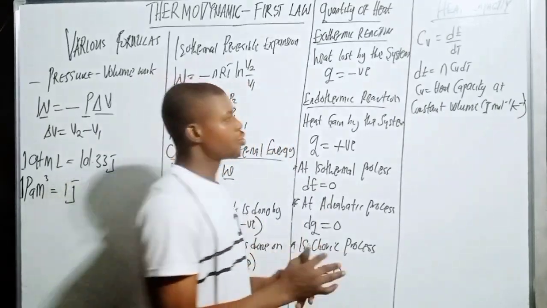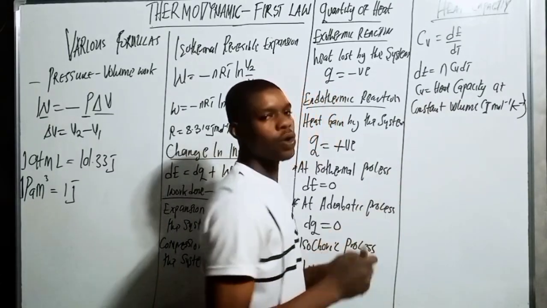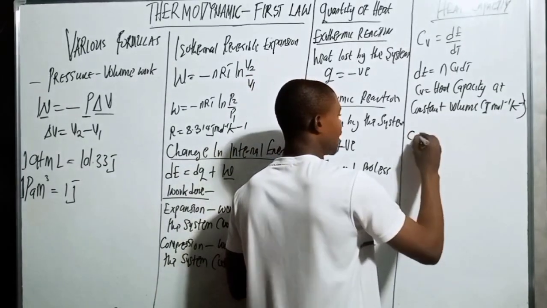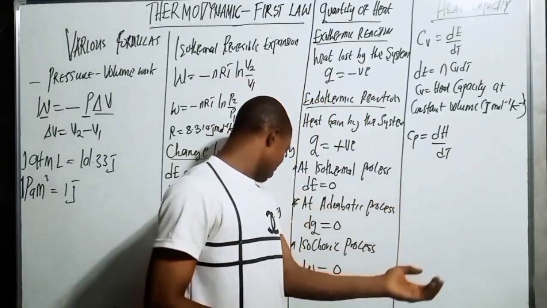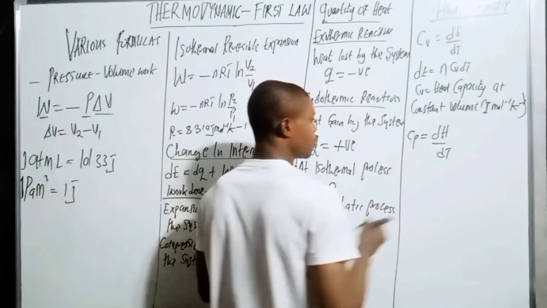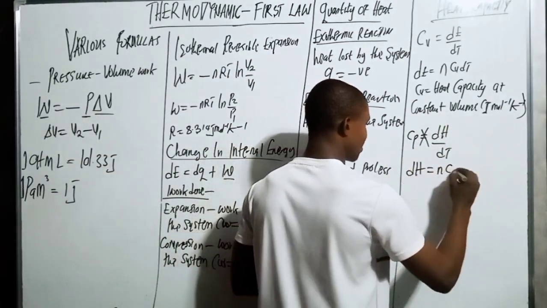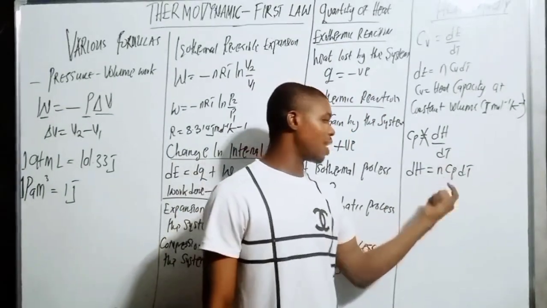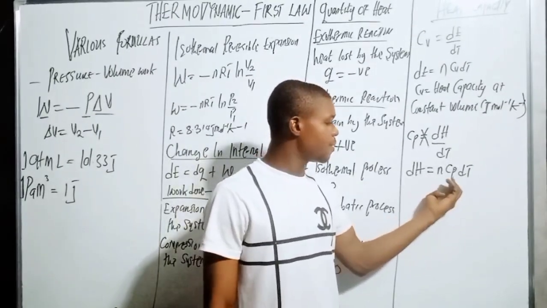Okay, let's move on. So here we are done with heat capacity at constant volume. Now this is what we call heat capacity at constant pressure. So Cp equals change in H over change in T. This is called heat capacity at constant pressure. If you cross multiply, change in H equals n Cp change in T. Of course, if the mole is not given to you, you can ignore the mole, but if the mole is given to you, you apply n Cp delta T.